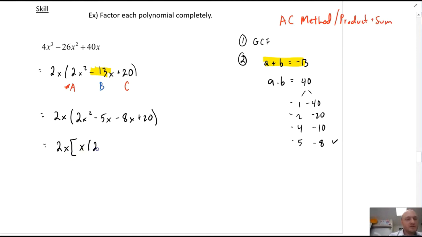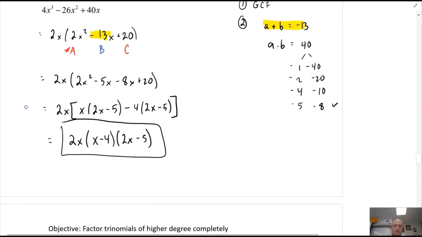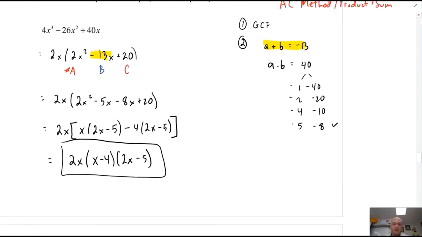Okay, then I'll go ahead and factor out the greatest common factor. So I have an x, and over here I have a -4, it looks like, leaving behind 2x minus, I took out a -5. Okay, so then we get x minus 4 times 2x minus 5. And we are done. Okay.